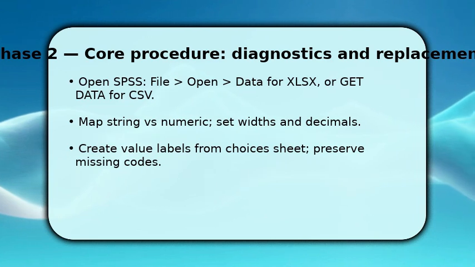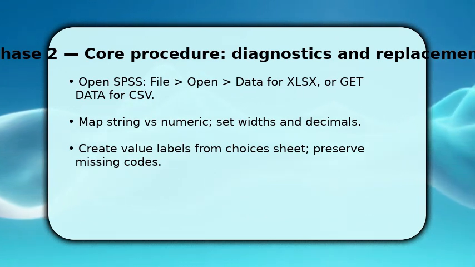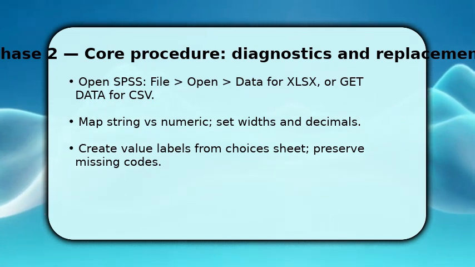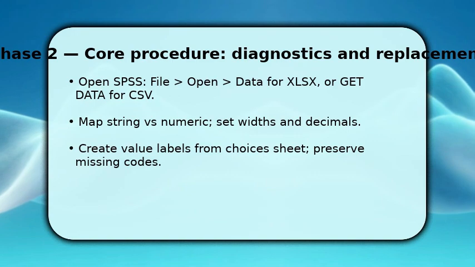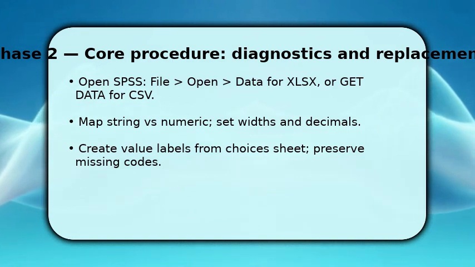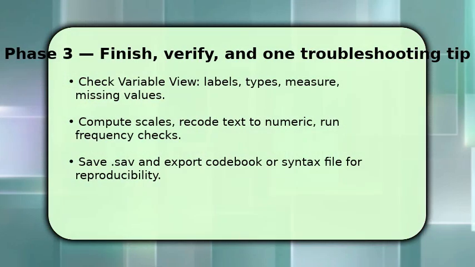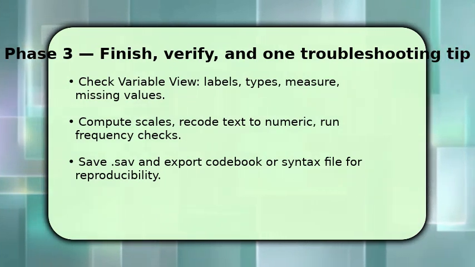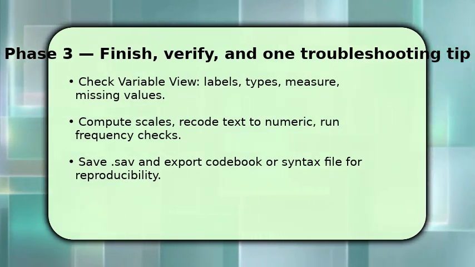Next, use the choices sheet to create value labels and attach them to variables and define system missing values where appropriate. Once that mapping is done, save a working save to lock variable definitions. Finish by reviewing variable view. Adjust labels, measurement level, widths, and missing values so analyses are valid.